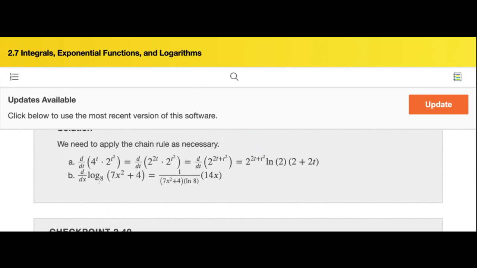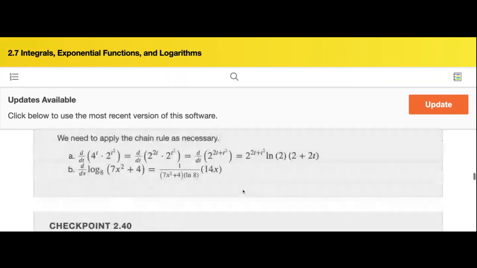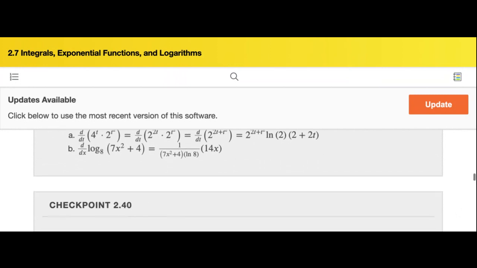The second one, we want to take the derivative of log base 8 of 7x squared plus 4. That's 1 over whatever the value inside is, which is 1 over 7x squared plus 4. Also multiply by 1 over ln 8. Then multiply by the derivative of 7x squared plus 4, which is 14x. So we get this. Anyone has any questions? All right, keep going.